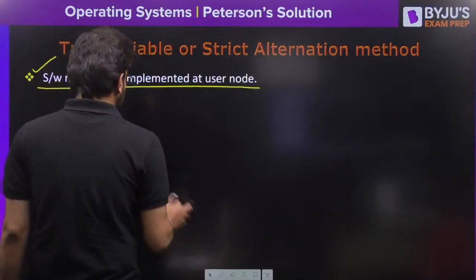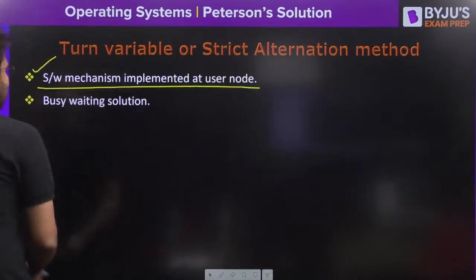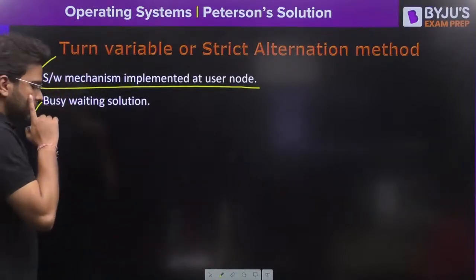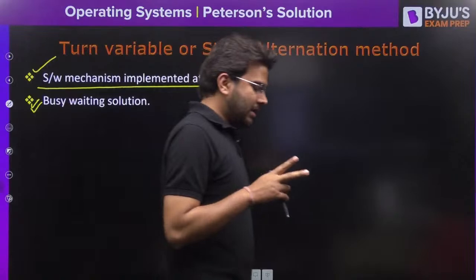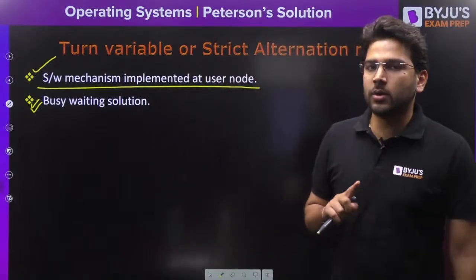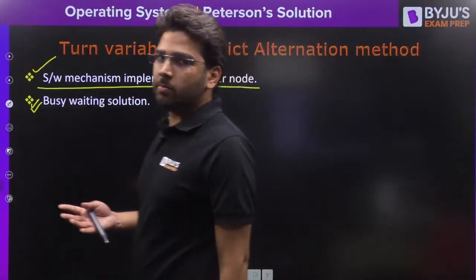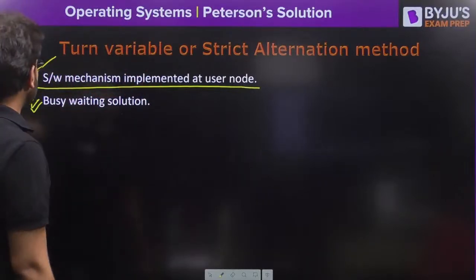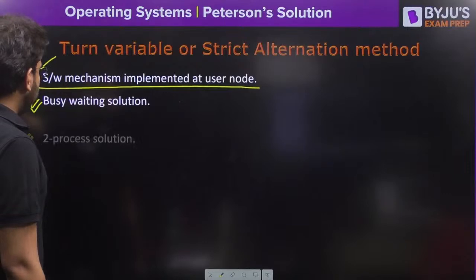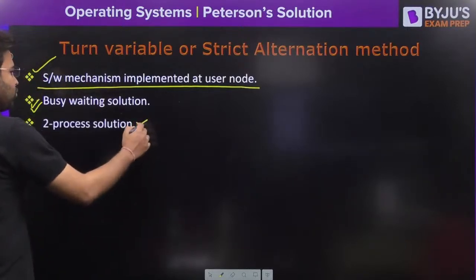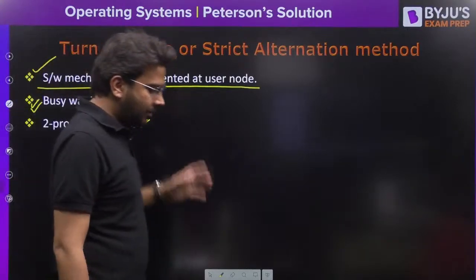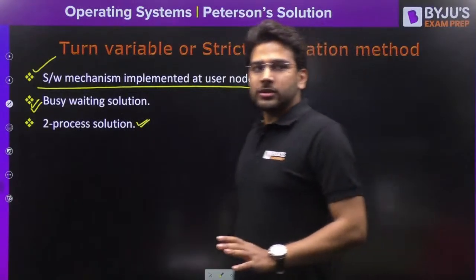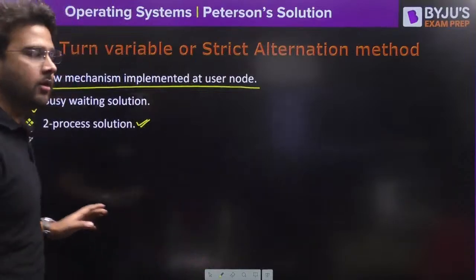Then the second one is that it is a busy waiting solution. I explained there are two types of mechanisms. One is a busy waiting solution, the other one is blocking, or you can say without busy waiting. So this turn variable is also one of the busy waiting solutions, right? Now it is a two-process solution. That means it is applicable only for two processes, not more than two processes. Clear? Good evening Anu, good evening.